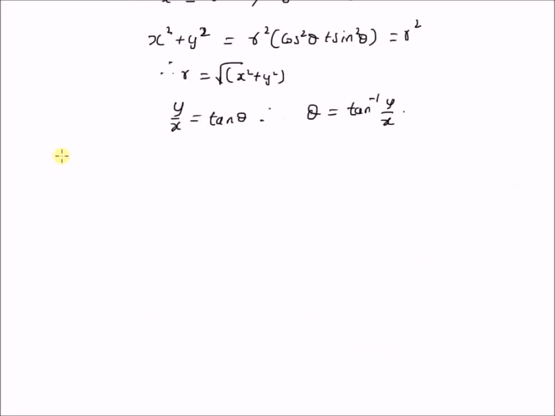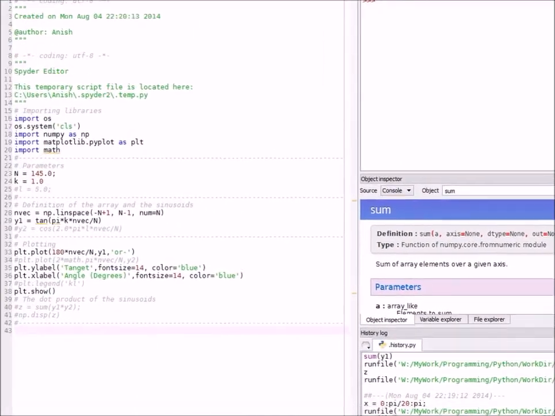Now, assume that we know only r and tan theta. Let us look at whether we can calculate both x and y from this information alone. That is, do we need to know the quadrant? For that, we have to plot the value of tan theta as a function of the independent variable theta. That is, let us look at the Python code.